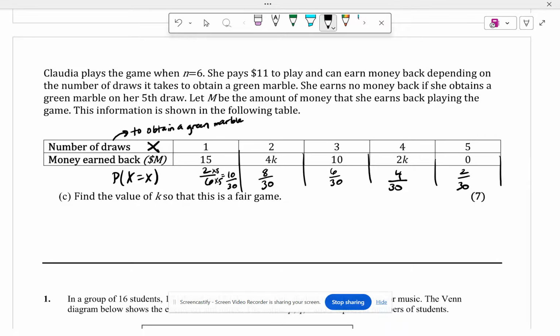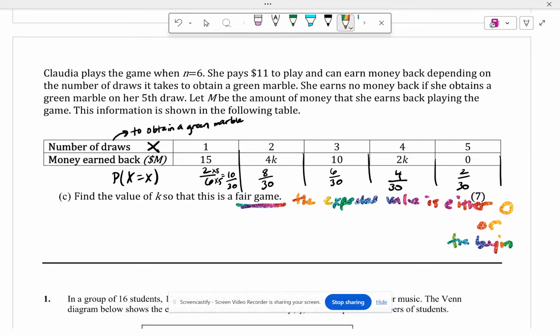Now we have to find the value of k so that this is a fair game. So if a game is fair, I would write this down probably. If a game is fair, the expected value is either 0 or the buy-in. If there's no buy-in, you want to expect to have 0 at the very end if it's a fair game. That makes sense, right? You're neither winning nor losing anything. Think about it as your final net. Are you up or down when you leave the casino?